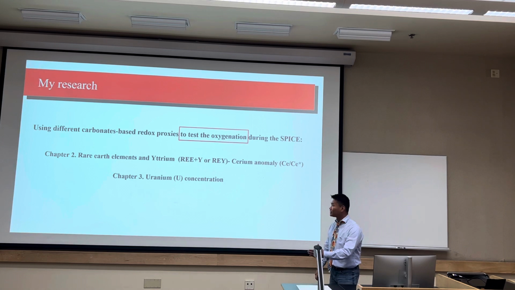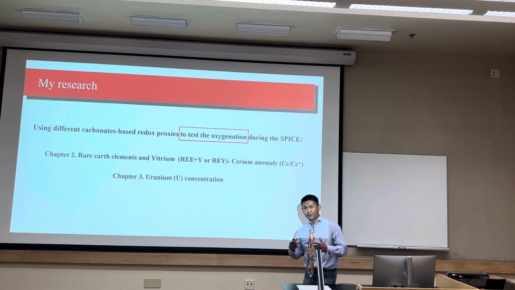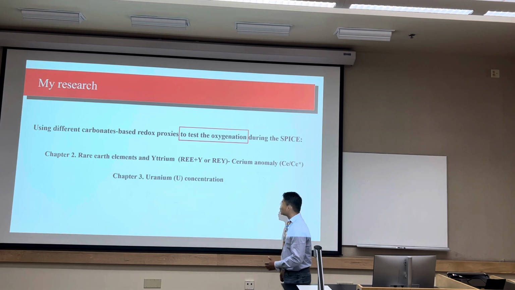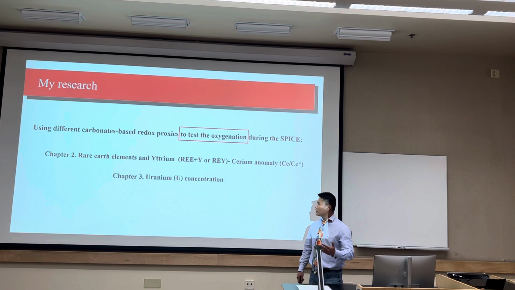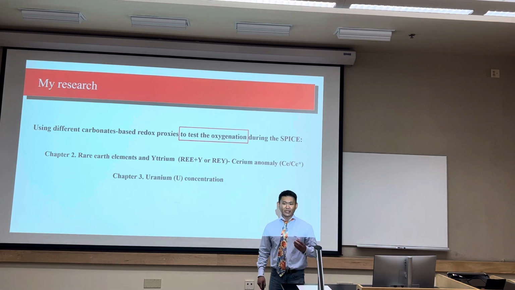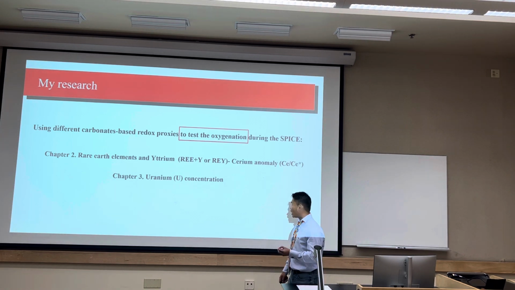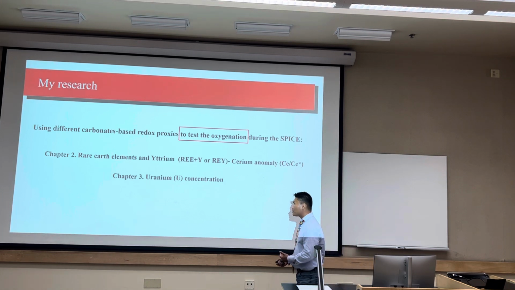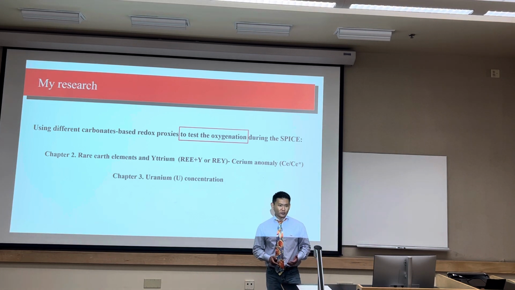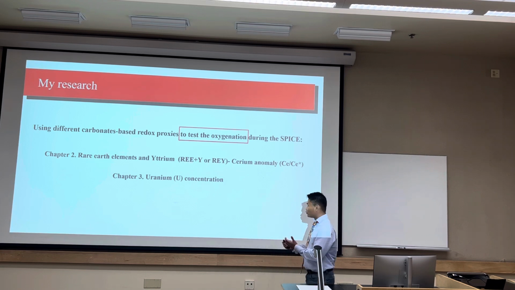So here comes my research. My research attempts to use different carbonate-based redox proxies to test the oxygenation during the SPICE event. Here comes my chapter 2. My chapter 2 will be using the rare earth elements and yttrium. Here I'm going to refer to them as REY, particularly the cerium anomaly as the redox proxy. And in chapter 3, we're going to look at uranium concentration as the redox proxy and see what we have.